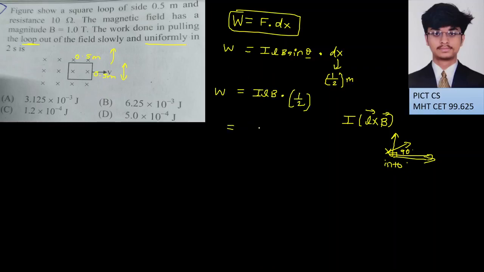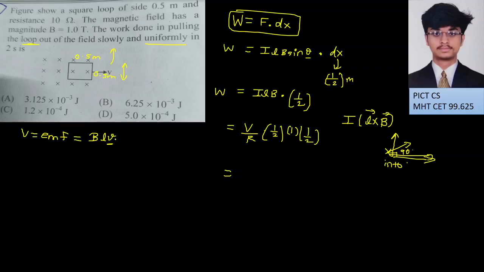But we don't have current given in the question, but we know current is voltage upon resistance, and that's why resistance is given in this question, into length, which is again half, into the field, which is 1 Tesla, I guess, into half. So now we have to calculate V, the voltage, it's basically EMF. And what's the formula of EMF? You all know it's BLV.